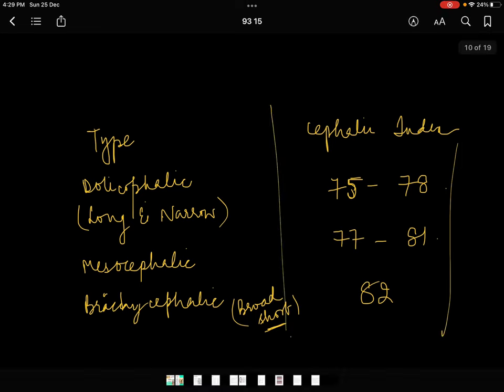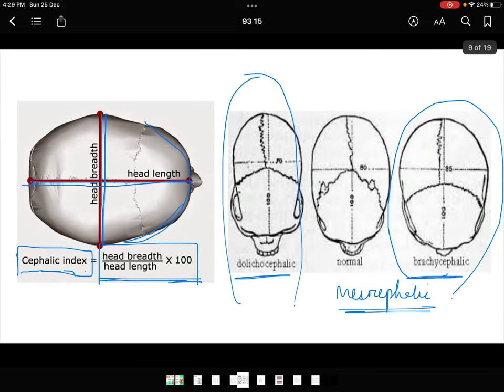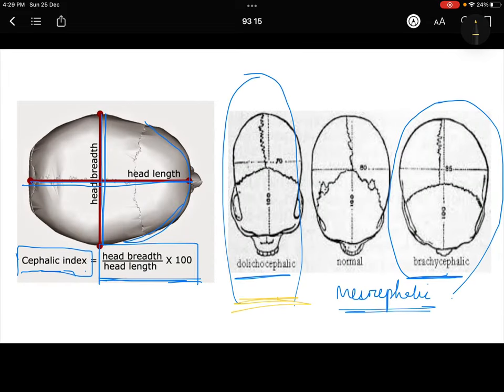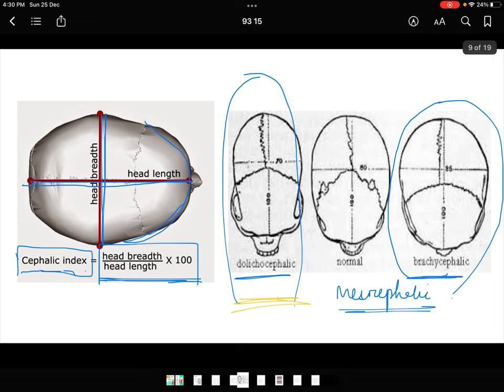So I hope you have understood. I'll show you the picture again. This is a long and narrow kind of head, so this is dolicephalic. This is a broad and short kind of head, so this is brachycephalic, and then there's a normal head. And the cephalic index, I have told you how it is calculated. Now I'll tell you which group has which kind of head.